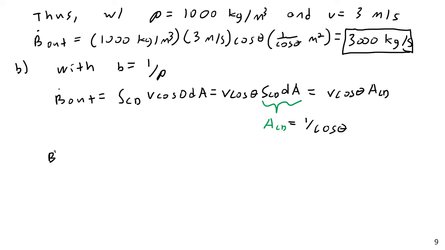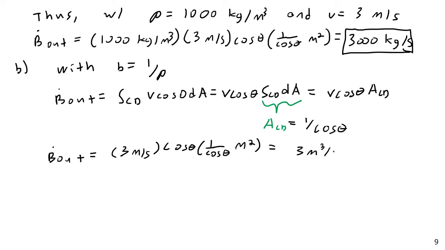So then b dot out equals, let's say, 3 meters per second times the cosine of theta times 1 over cosine of theta, 1 meters squared. And so we get 3 cubic meters per second, which is just our volumetric flow rate.